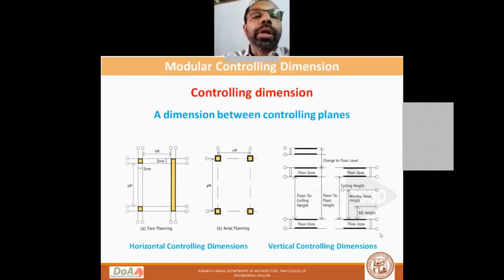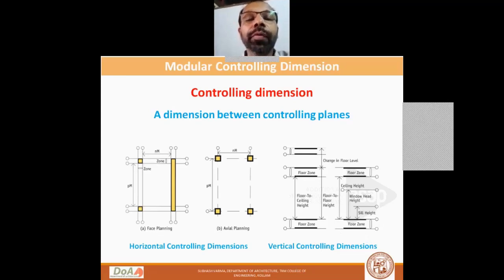So when we talk about the horizontal controlling dimensions, we have clear spaces between the pillars or the clear spaces between the wall elements as one horizontal controlling dimension. Then there are center line distances between the structural members or between the columns, another controlling dimension. So when it is a horizontal controlling dimension, you can have either clear dimensions as well as center to center distances.